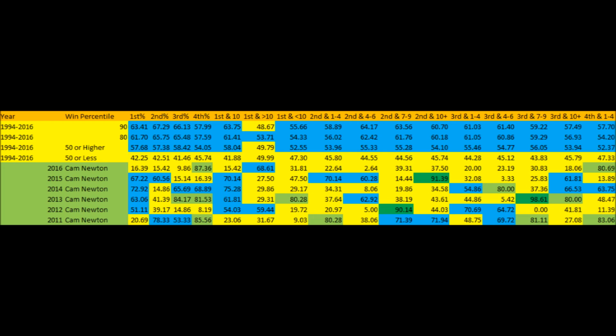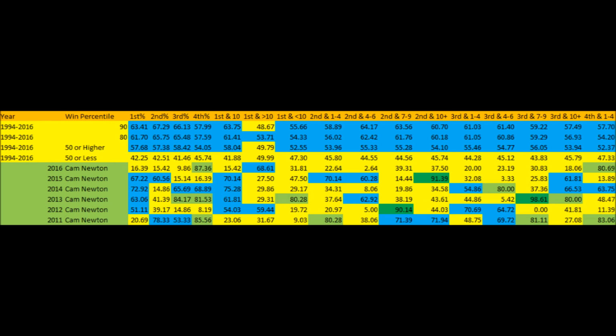So the trend with Newton in terms of the issues he's had is his completion percentage, and a lot of it comes down to second down and third down completion percentage in certain seasons. That's where he's had some issues. And then, of course, you can look at the rest of his completion percentage information over here in terms of the other splits in the data and stuff like that.